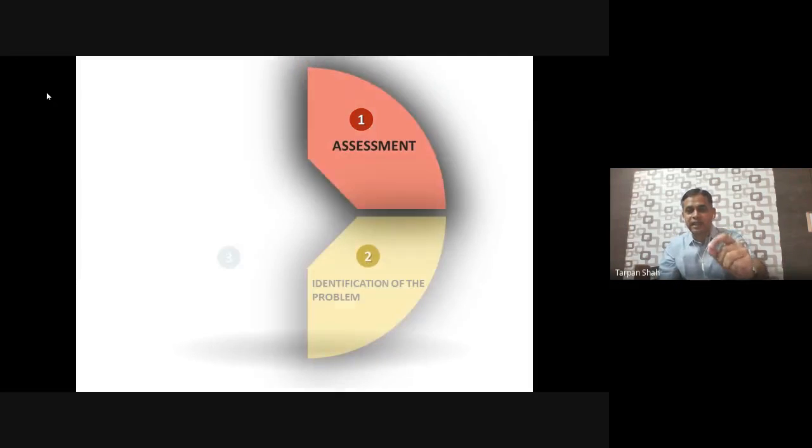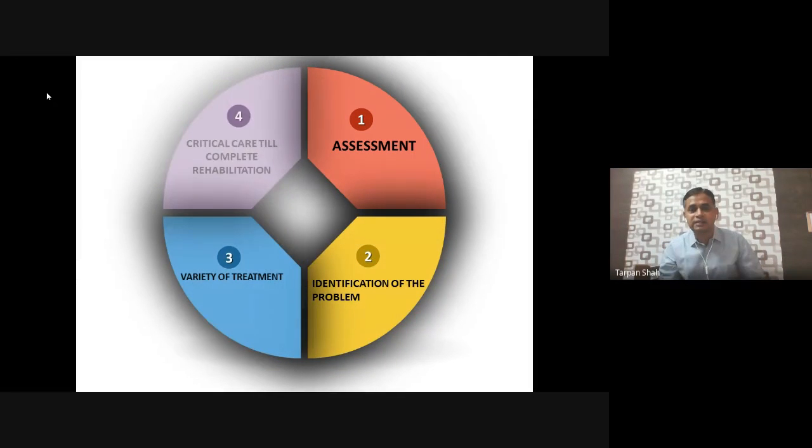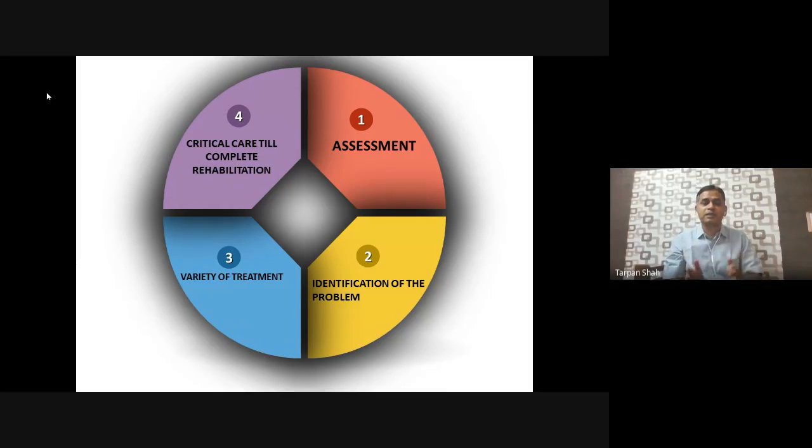With this beautiful infographic, I would like to bring to your notice how we are different from the other branches of physiotherapy. The major difference is that we are treating the patient when they are in the critical stage most of the time. So our treatment starts with critical care and goes till complete rehabilitation. Here we have to make ourselves capable enough to treat the patient when they are in a critical stage. This is how we are different from the other branches.